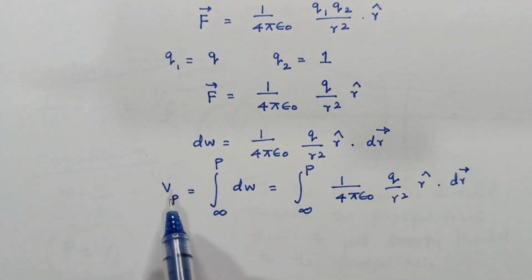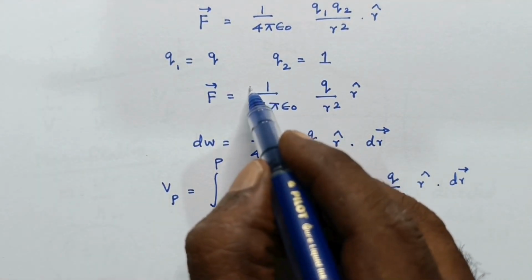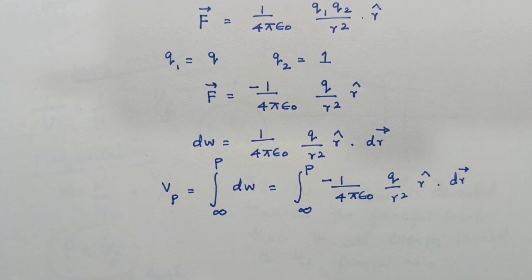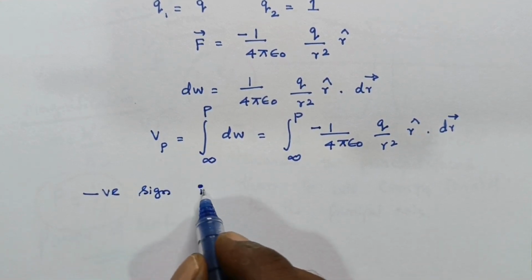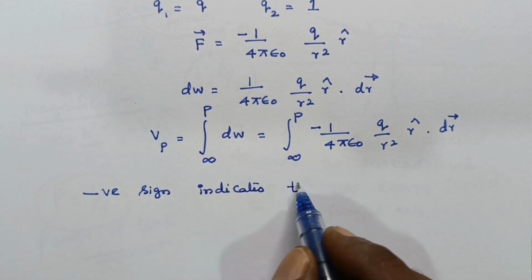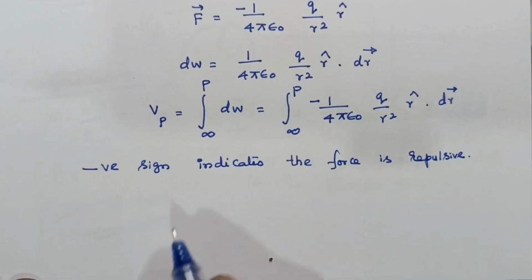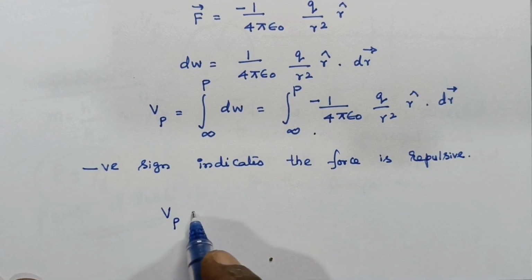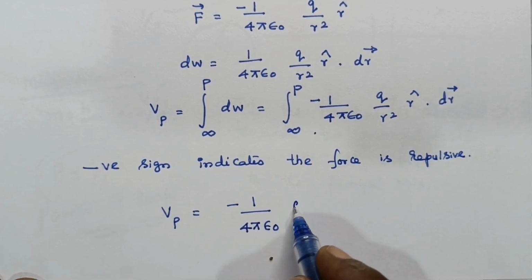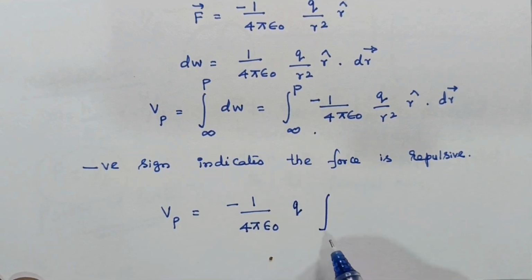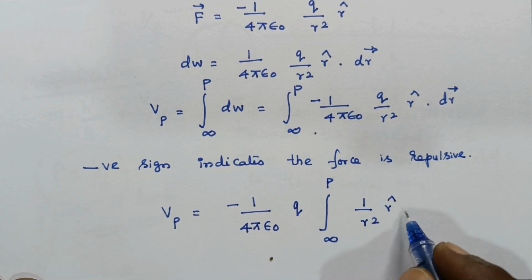In this case, the point charge is plus q and unit positive charge. Therefore, there is a force of repulsion. Therefore, we can put a negative sign here, and similarly we can put a negative sign here. So, we can write the reason for adding the negative sign. The negative sign indicates the force is repulsive. Therefore, from here Vp is equal to minus 1 by 4 pi epsilon 0 is constant, that can be taken out, and q is constant, so that can be taken out from the integration, and here you are having infinity to p, and inside 1 by r square r cap dot dr vector.